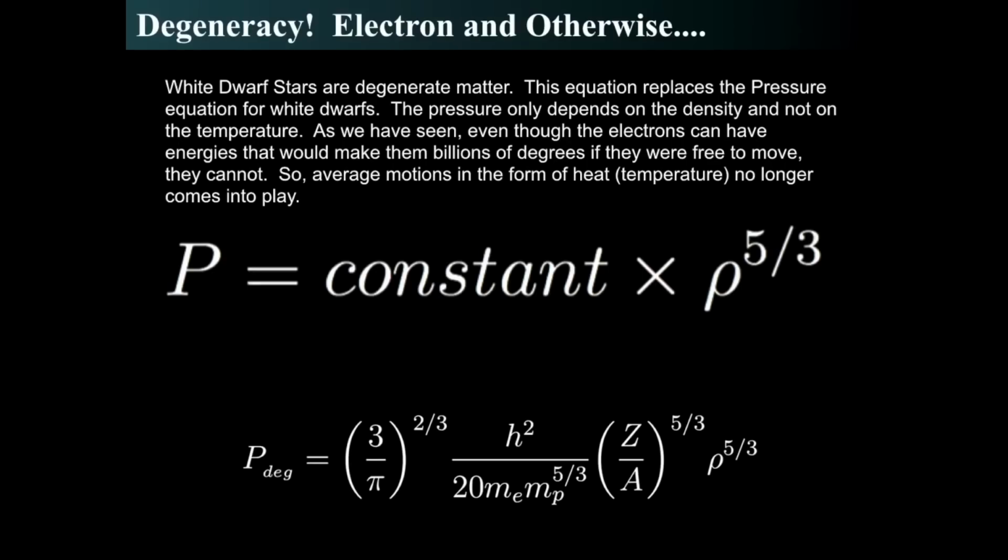Don't worry about that. That's just what you'll find if you go hunt around on Wikipedia. It's based off of the mass of the electron, the mass of the proton, and Z over A, which is equal to the total number of particles compared to the atomic number, to the 5/3 power. And there's a pi and an h, which tells you it's a quantum effect. But basically, the pressure goes as the density to the 5/3 power.